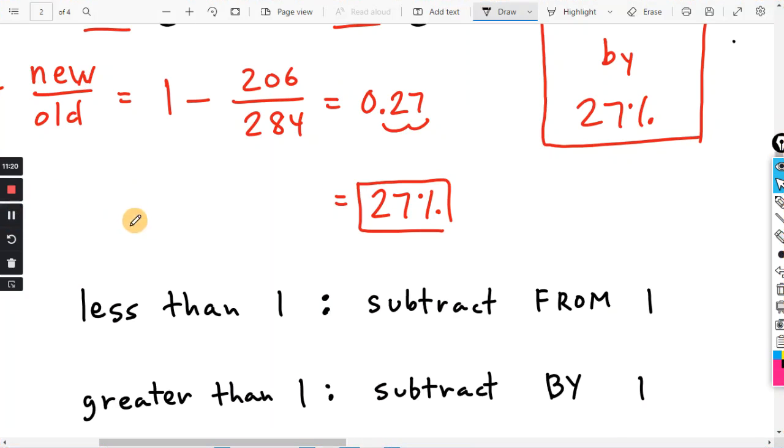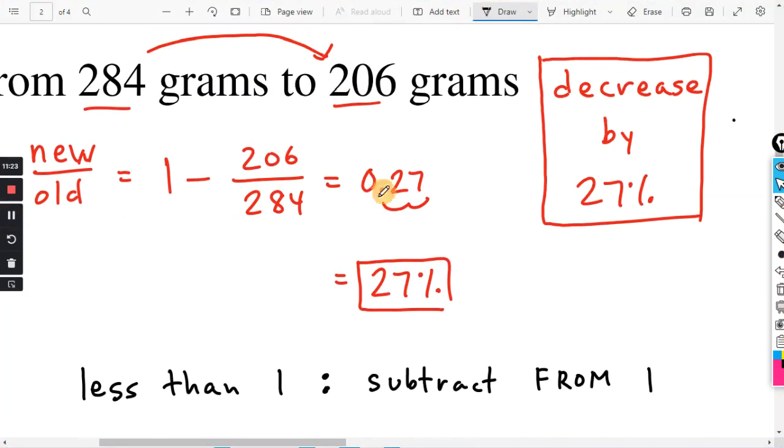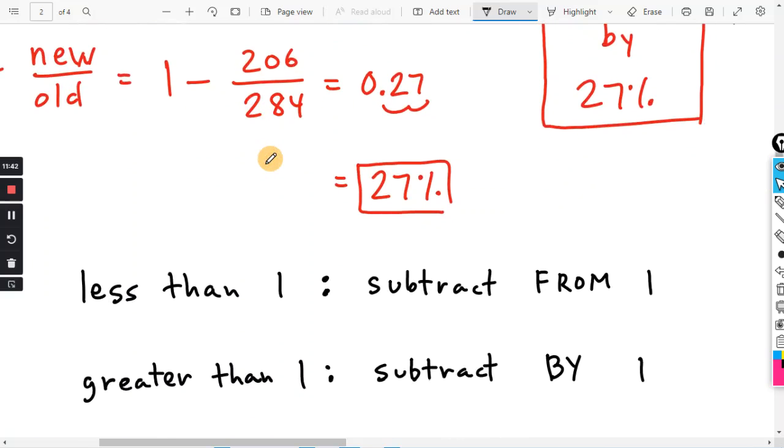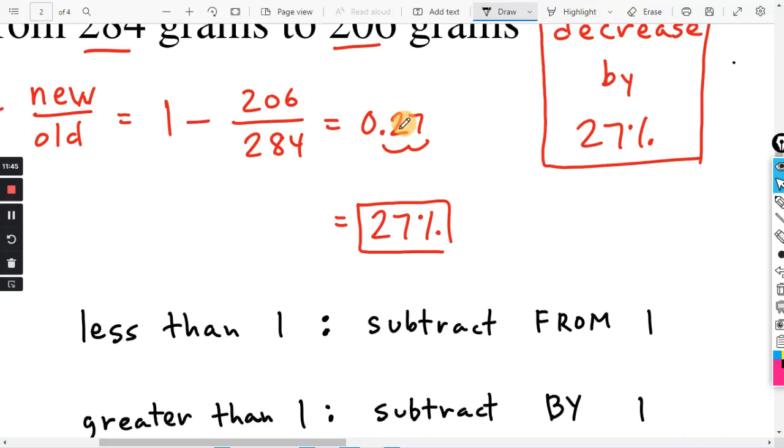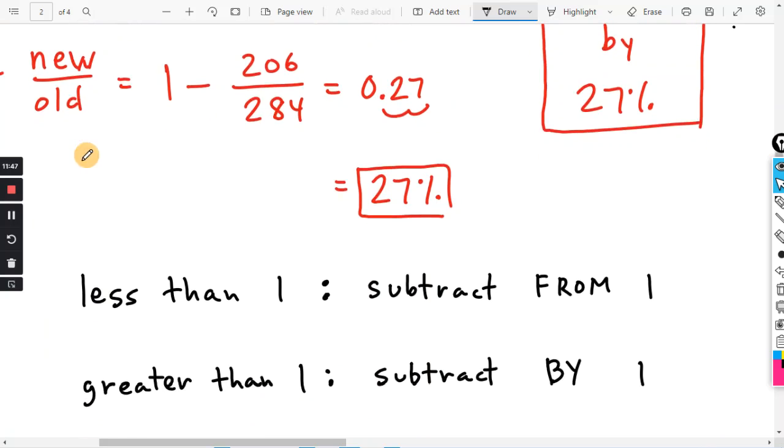Okay, one last hint. For the problems that are decreasing, when you do this fraction, new divided by old, you're always going to get a value less than 1. So if you do this fraction and you get a value less than 1, you want to subtract it from 1. Okay, so you're going to do 1 minus the fraction. However, for the ones that increase, when you do this fraction, you're always going to get a value greater than 1. In that case, you're going to subtract 1 from it. There should not be any negative answers on this exercise.